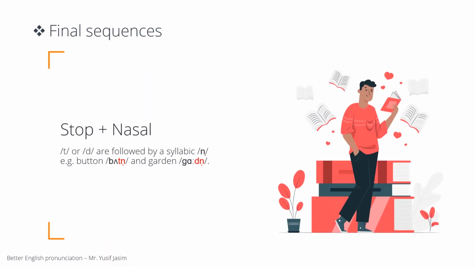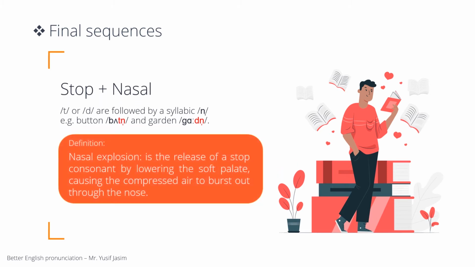The second type of final consonant sequences is stop plus nasal, when t or d are followed by a syllabic n, as in button and garden. The explosion of the stop takes place through the nose, and it's called nasal explosion. If you want to define the nasal explosion, we will say, nasal explosion is the release of the stop consonant by lowering the soft palate, causing the compressed air to burst out through the nose. There are plenty of examples in the book. We'll pass them, but you have to study them.